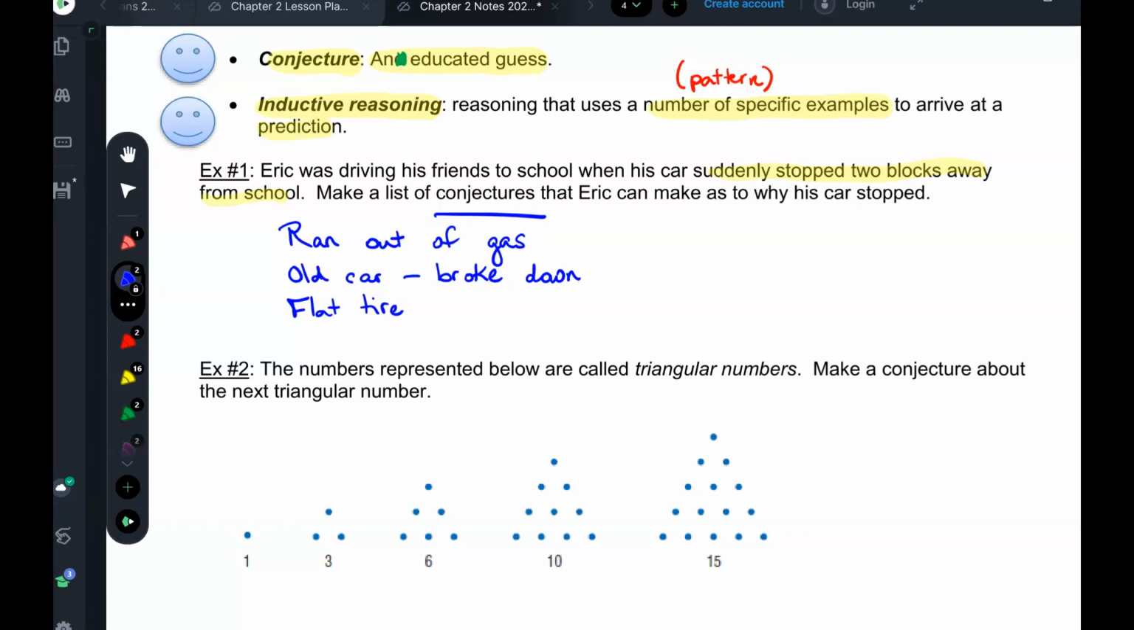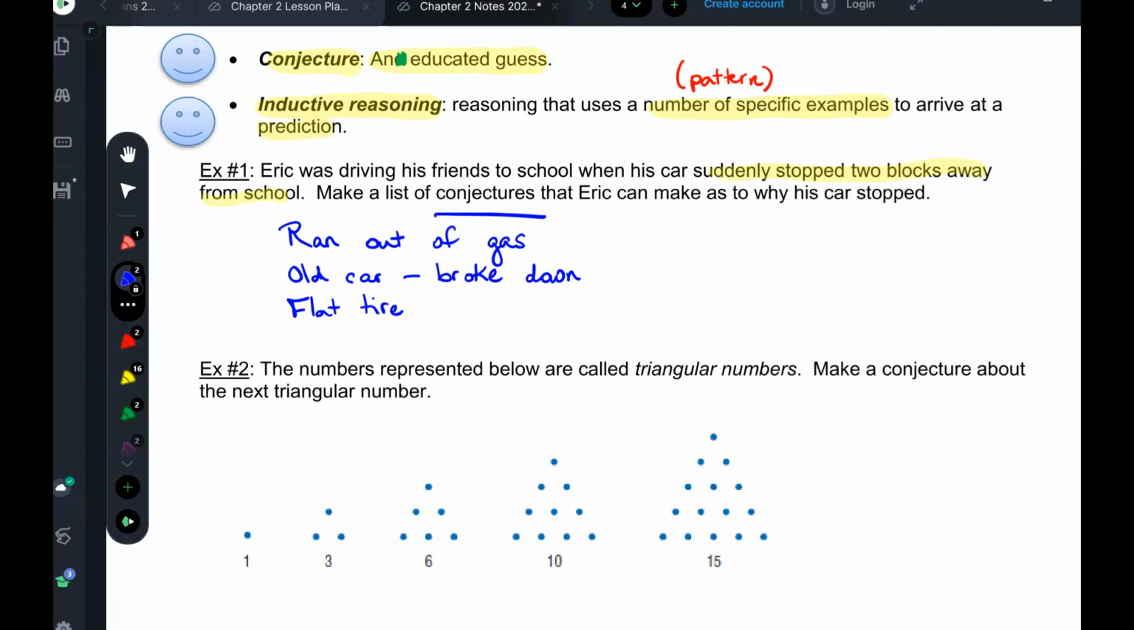Now, we don't have a way of knowing the actual reason why it broke down unless we have more information, right? Generally speaking, in geometry, we're going to have more information. This is just to practice making conjectures about what could have happened, right? Maybe there was traffic. There could be a whole bunch of different reasons. Suddenly stopped. Well, a car could have stopped in front of him, right?